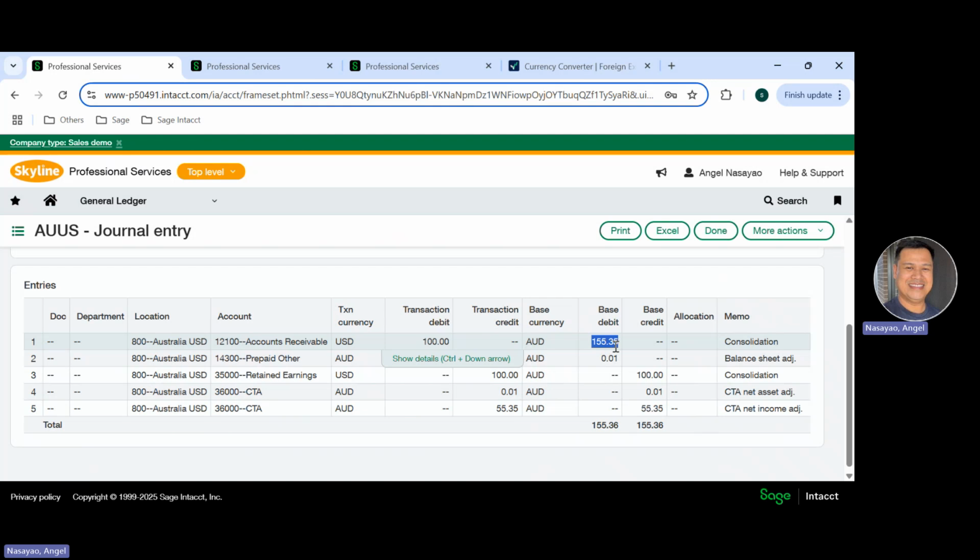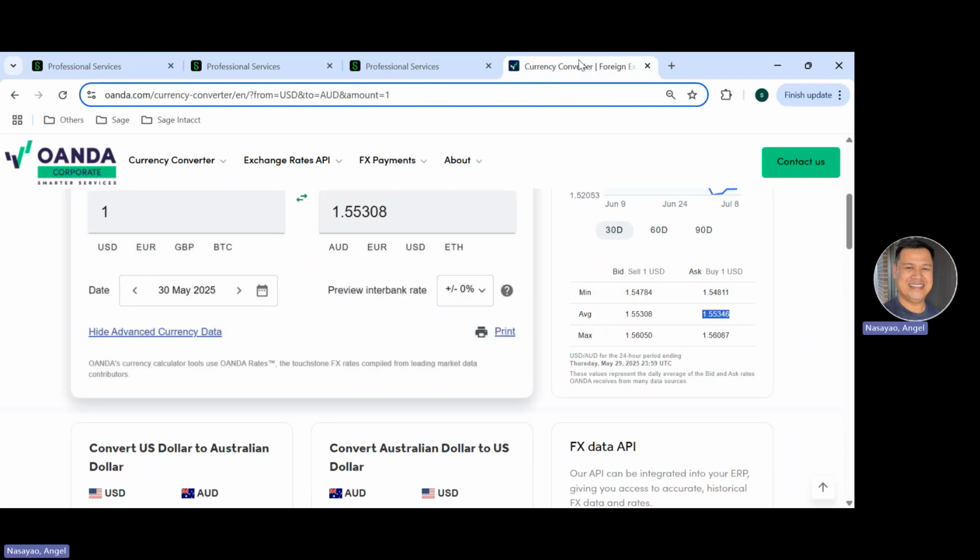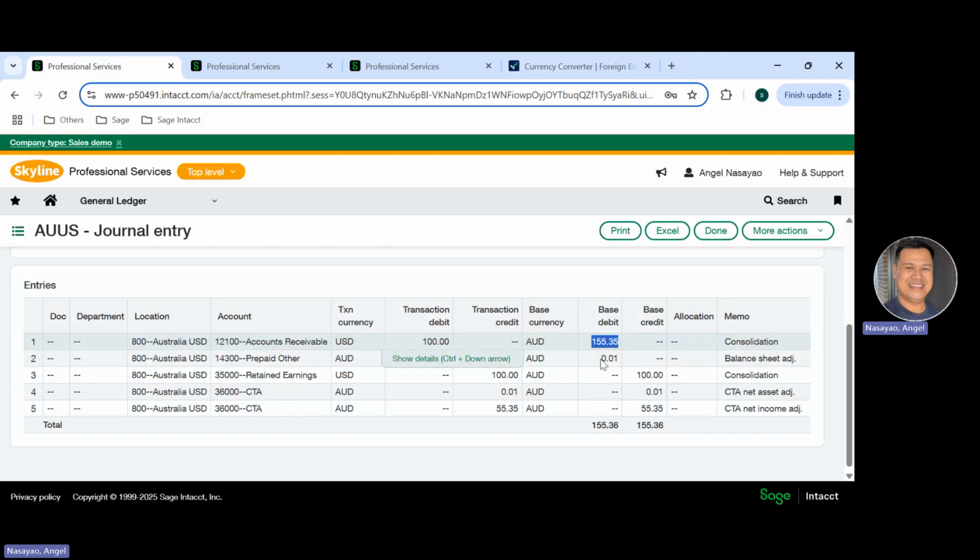So $100 times 1.5535, then it should be 155.35, right? So that's what we're seeing in here.